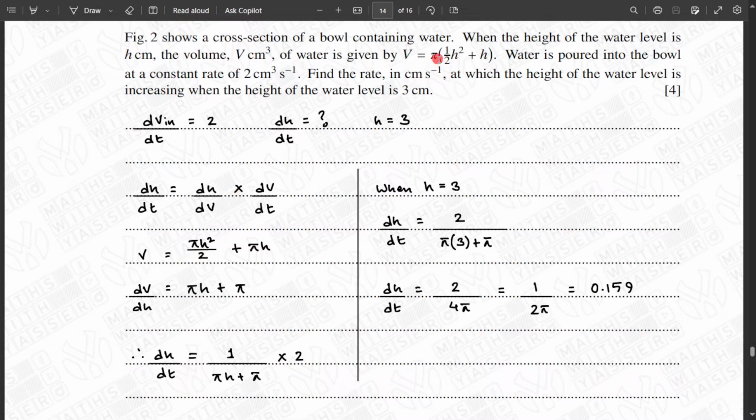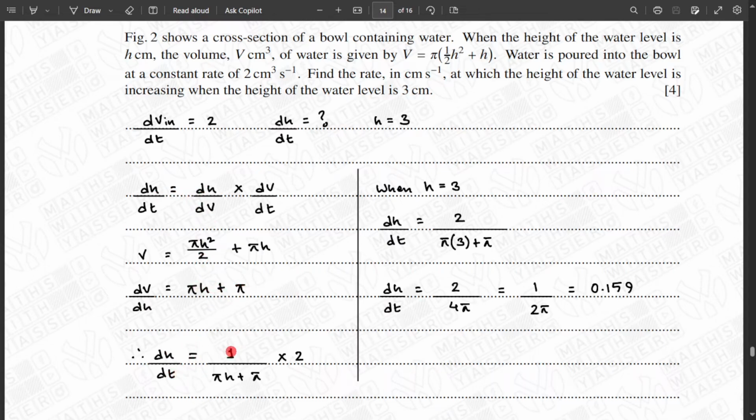V is equal to pi h squared by 2 plus h. That is V. So dV by dh will be 2 times pi by 2. When you bring the power down, you get just pi h, and h to the power 2 will become 2 minus 1, which is just 1. So it will be pi h. And differentiating h gives us just 1, so plus pi. So that is dV by dh.